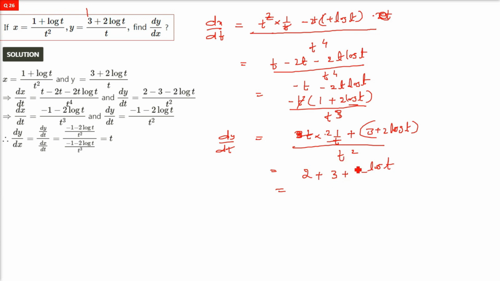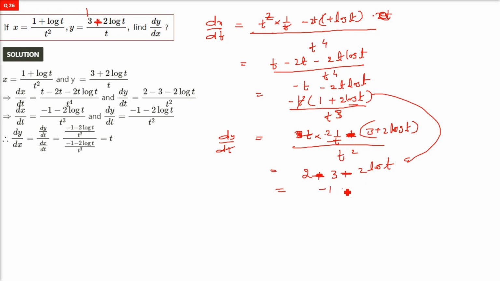So it will be 2 plus 2 minus 3 plus 2 log t. So let us do this. 2 minus, so it will be 2 minus 3 minus 2 log t. And then 2 minus 3 is going to be minus 1 and minus 2 log t. So it is now matching what we have in the dx by dt. This is negative, this is negative. 2 minus 3 is minus 1. And this is minus 2 log t.